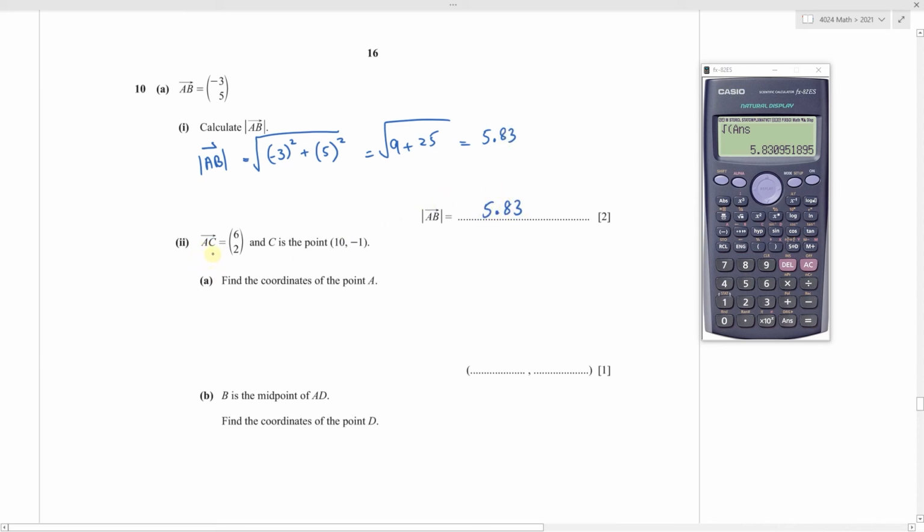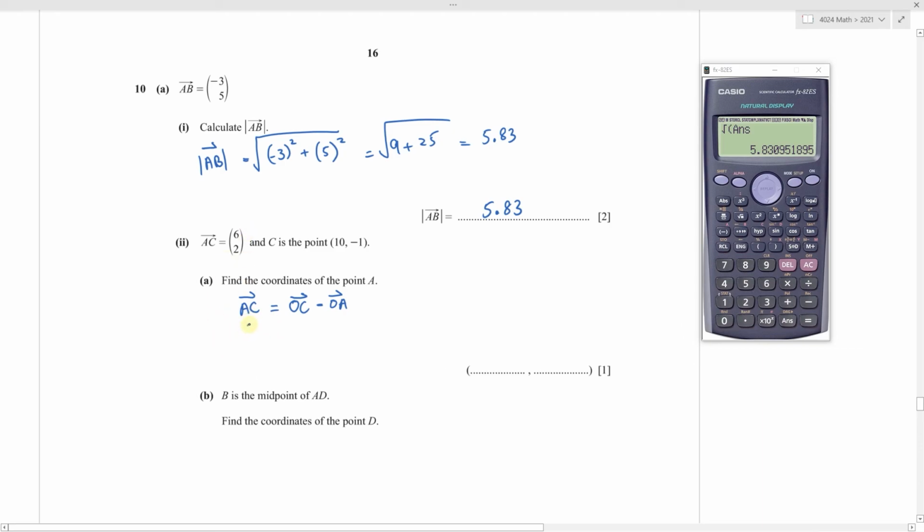Part 2: you're given vector AC is (6, 2), C is the point (10, minus 1). Find the coordinates of point A. So you know that any vector, for example AC in this case, is given by the position vector of the second point, which is OC, minus the position vector of the first letter, which is A. So that position vector is OA.